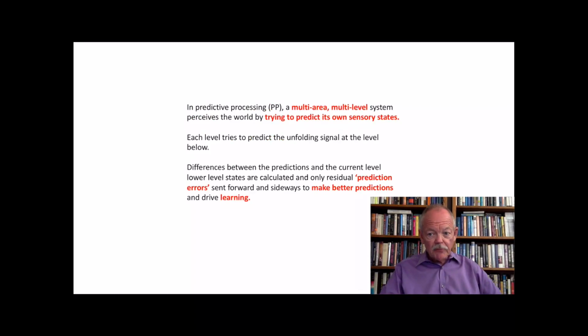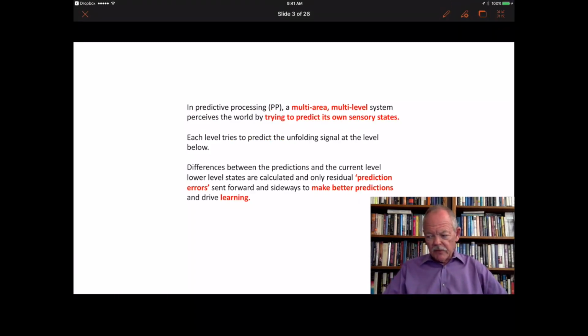Now, in this predictive processing framework, we hypothesize a multi-area, multi-level system in the brain that perceives the world by trying to predict its own sensory states. Each level at the hierarchy of sensory processing tries to predict the unfolding signal at the level below. Now, the differences between the predictions and the current lower level states are calculated, and only the residual prediction errors are sent forward and sideways in the hierarchy in the cortex to make better predictions and to drive learning.